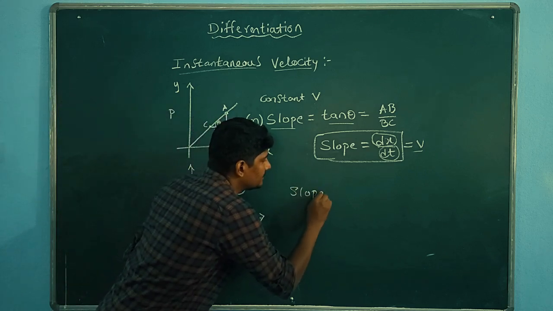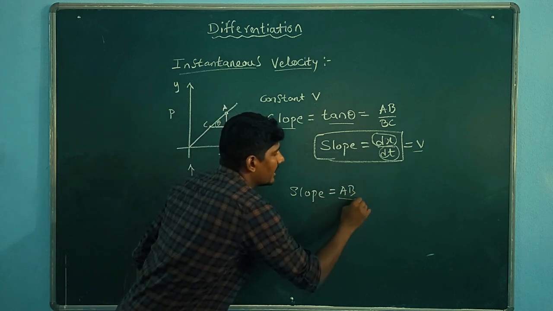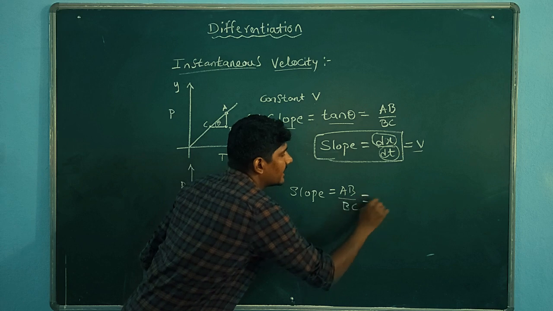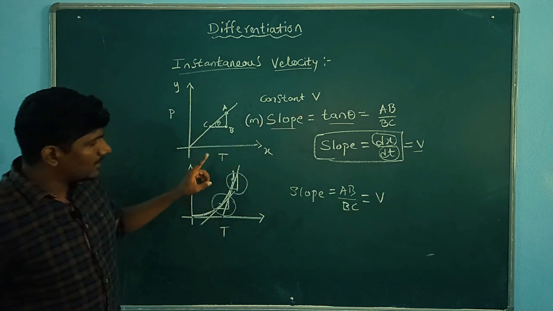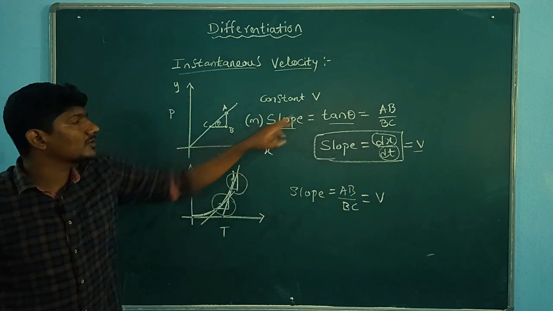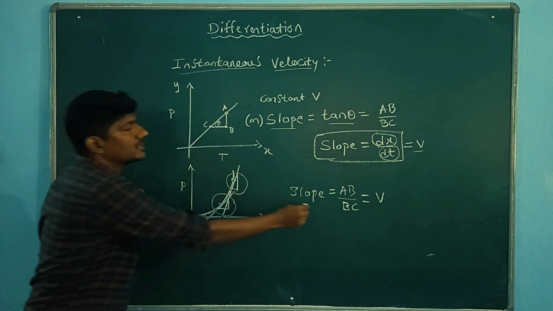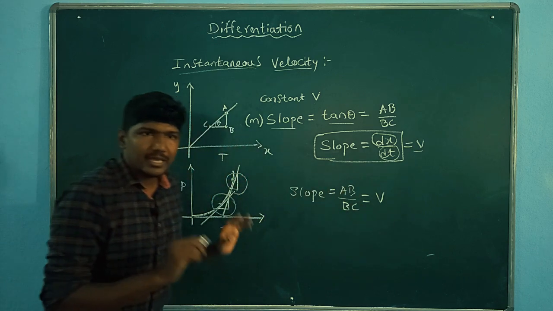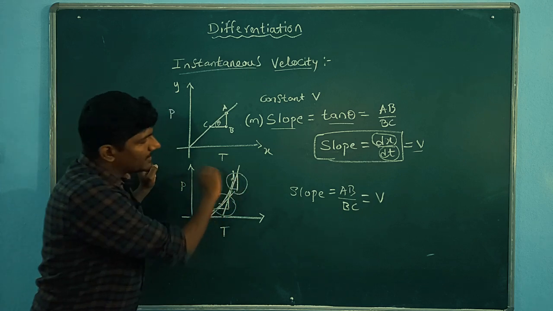Here also you can find slope in the same manner. Slope equals AB by BC, which means tan theta, and that gives you the velocity. Only one difference is there. Here everywhere you get the same value of velocity because it is constant velocity, and here at each and every point the velocity value changes. That is the difference. This is the graphical method.